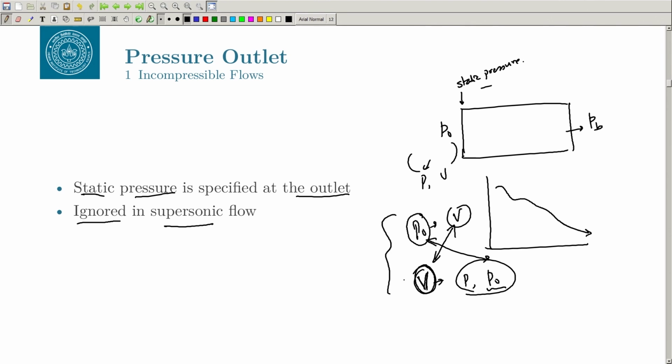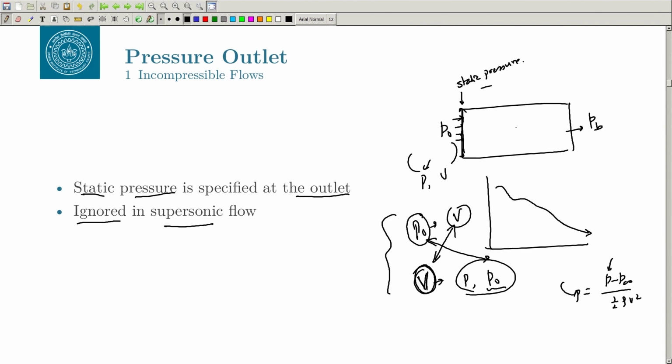Sometimes you want to calculate Cp, based on your pressure at the inlet. If you have used the velocity inlet boundary condition, then you have to take the average pressure at the inlet to get your P infinity, and then you can use the relation Cp equal to P minus P infinity by half rho U square. So you know the pressure.